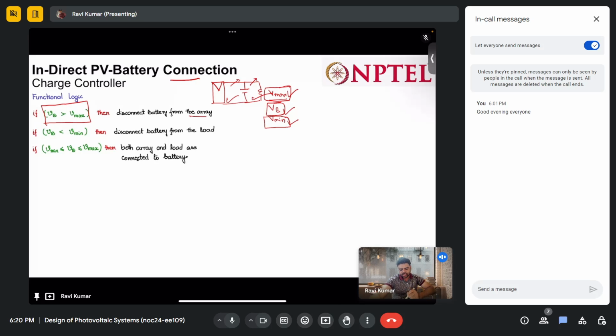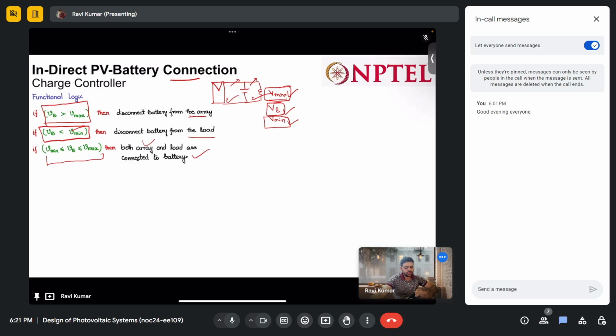Second situation says the Vb of the battery is less than the V minimum. It means our battery is fully discharged. So it will be disconnected from the load. And the third condition says it is in between. It is neither fully charged nor fully discharged. So it means it will be connected to both the array as well as the load.